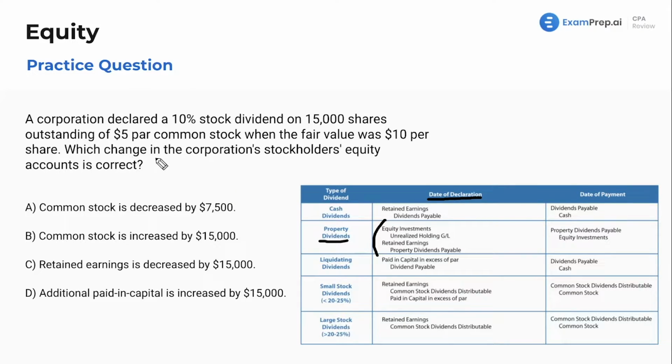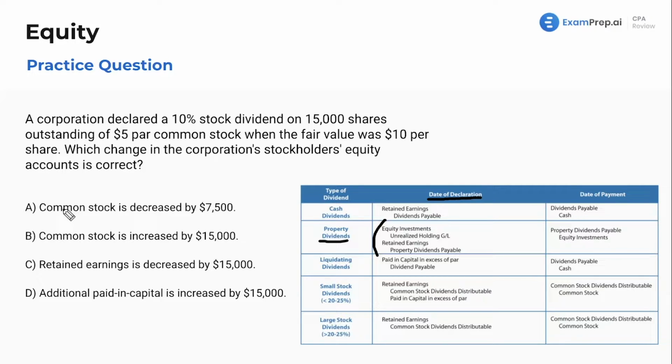Now, which change in the corporation's stockholders' equity accounts is correct? We've got retained earnings, common stock, and additional paid-in capital. Well, a couple ways to do this. I don't see any of those other accounts other than retained earnings here. So that's why I would say retained earnings. Another thought on this, it's not going to affect common stock. Even if you had a cash dividend, that's not going to affect common stock outstanding.